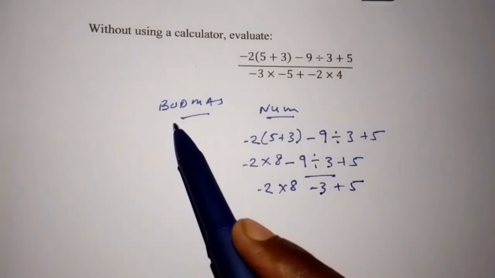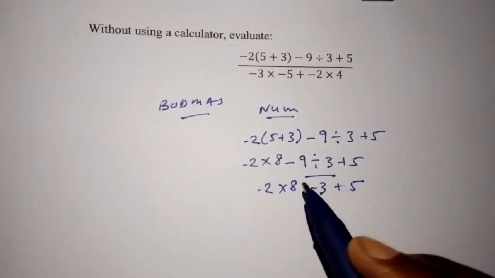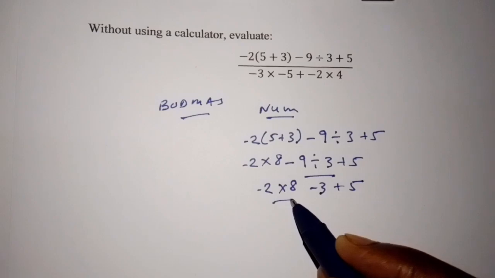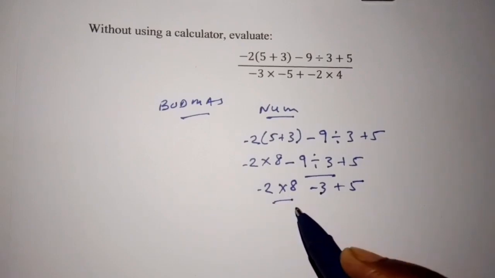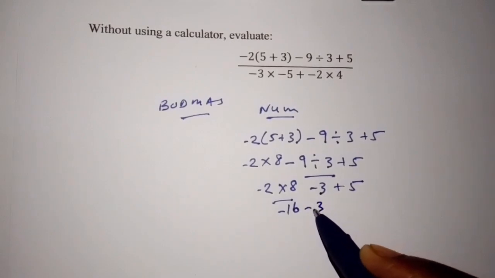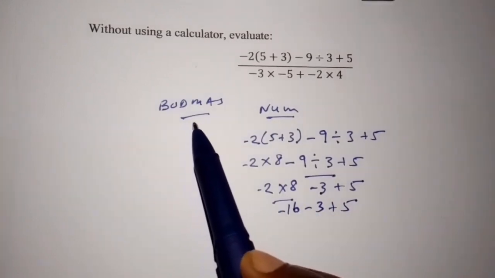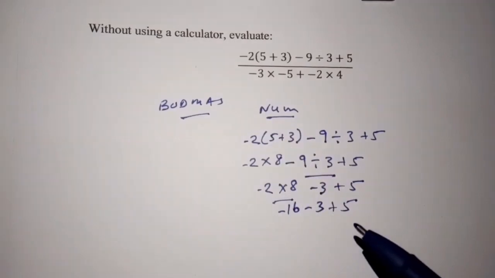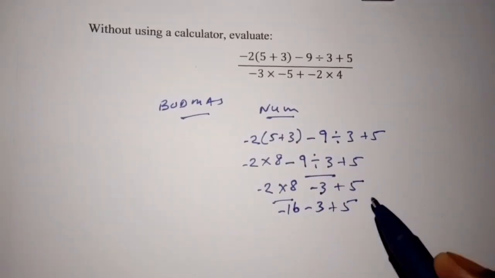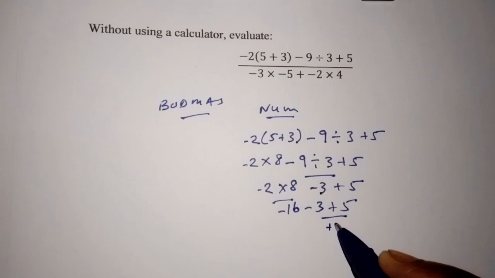So BODMAS: bracket, of, division, multiplication. So we go to multiplication. -2 times 8 is -16, minus 3 plus 5. Bracket, of, division, multiplication, addition. So now we go to addition here. -3 plus 5 is +2.